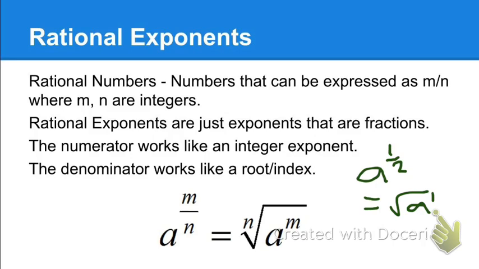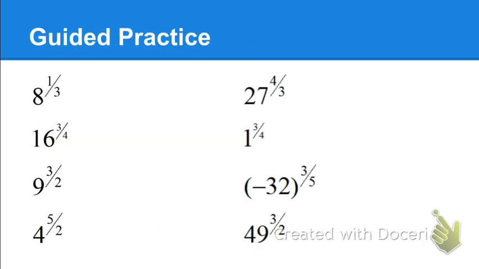So let's do some examples. Alright, first let's start off easy without any variables. Let's simplify these numbers being raised to rational exponents. So again, remember, the numerator is the exponent and the denominator is the root.